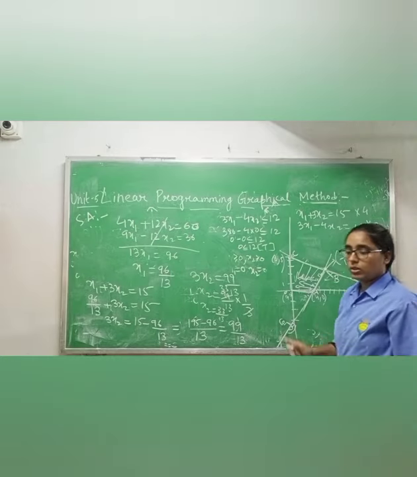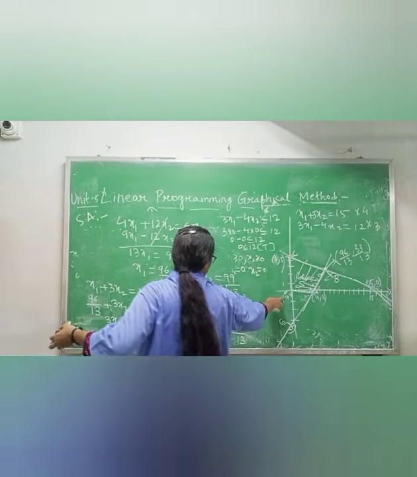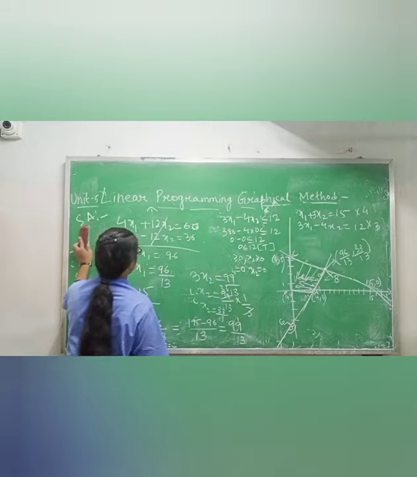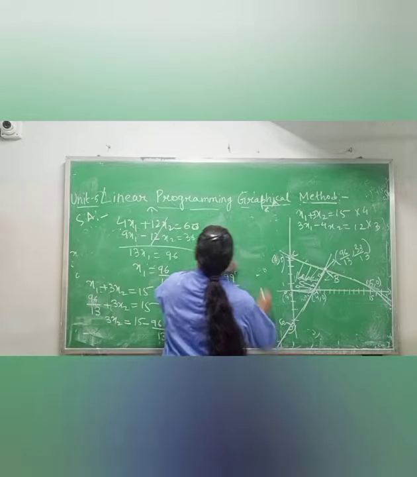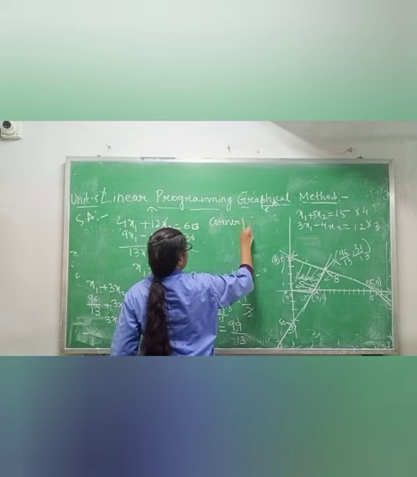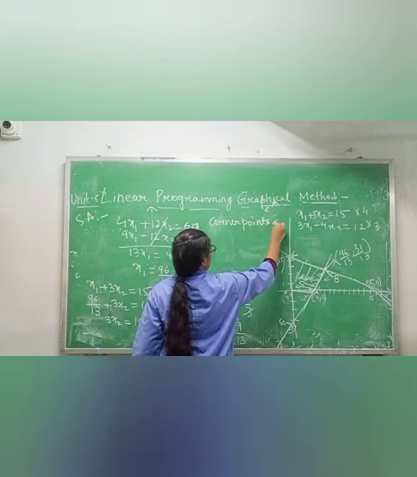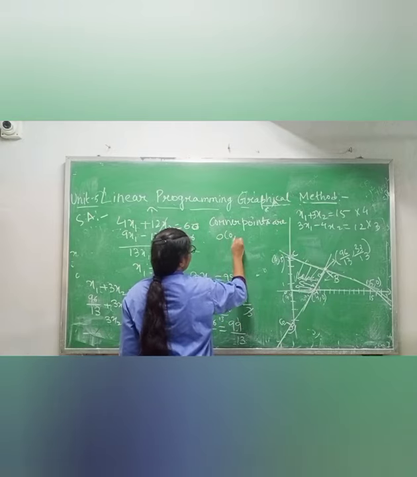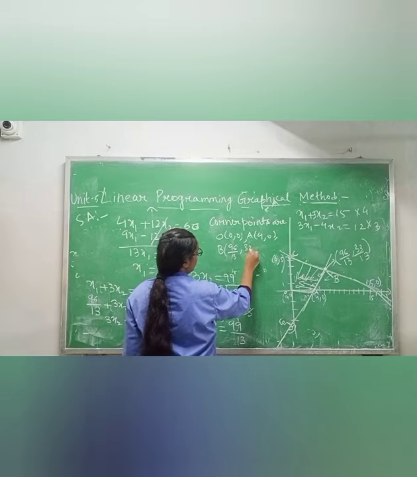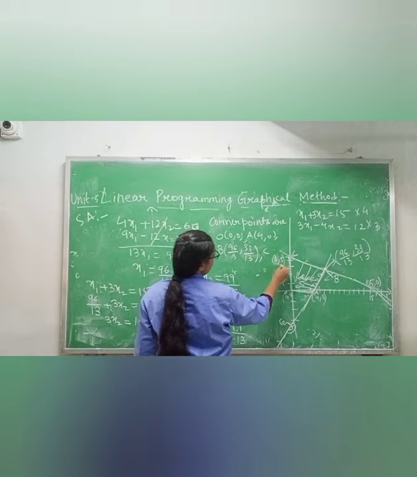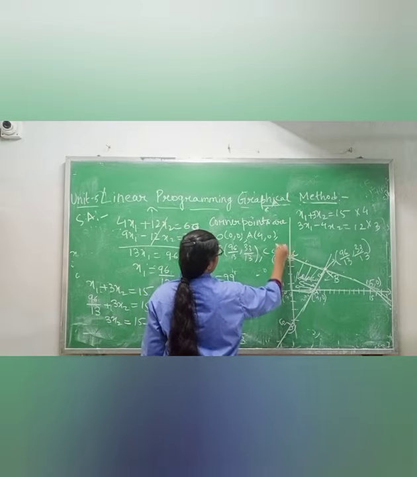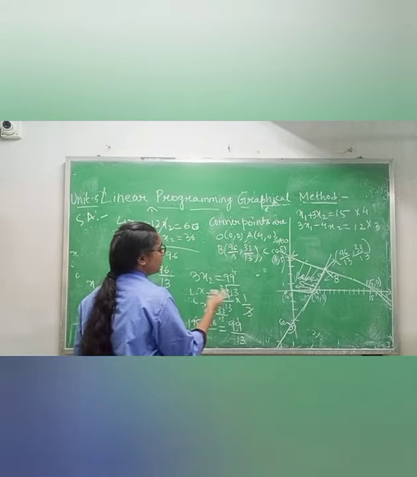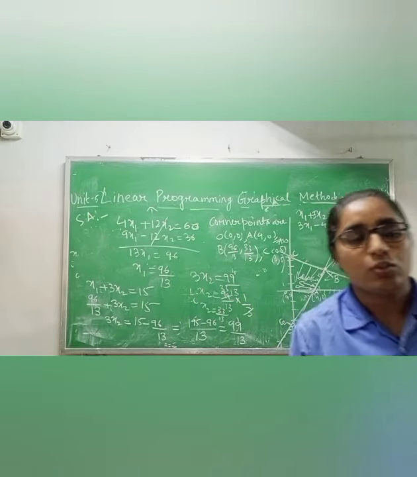So what will you write? Corner points are C, O, A. Corner points, in some questions, are also called extreme points. O is 0, 0, A is 4, 0, B you got 96 by 13, comma 33 by 13, and C is 0, 5. This is the answer. But you have to do all the things, because they are asking the feasible region also. Solve this one.